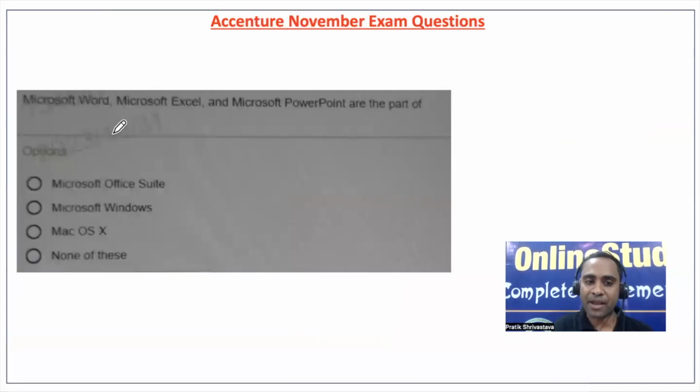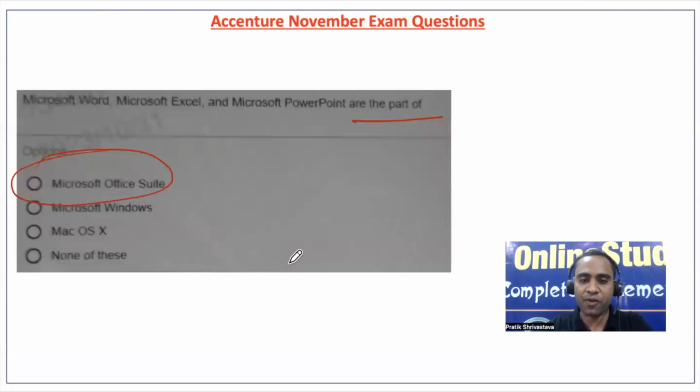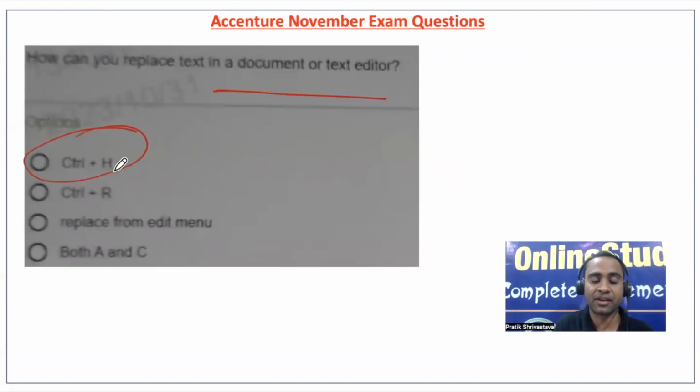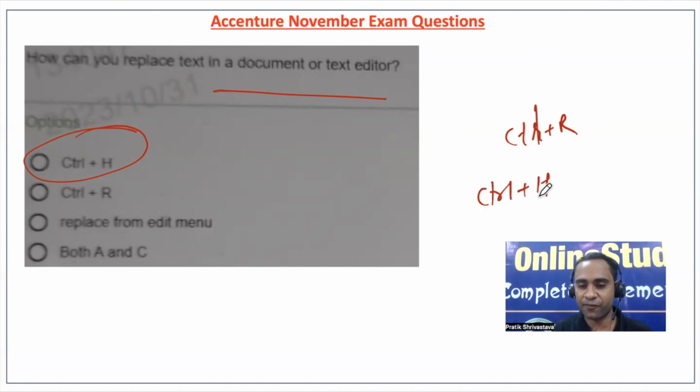Now, Microsoft Word, Microsoft Excel, and Microsoft PowerPoint are part of the Microsoft Office suite. In your laptop, you can find the Microsoft Office suite, and in that you will get Word, Excel, and PowerPoint. How can you replace text in a document or text editor? Many of you will think Control plus R. No, friends, it is Control plus H if you want to replace text in a document or a text editor.